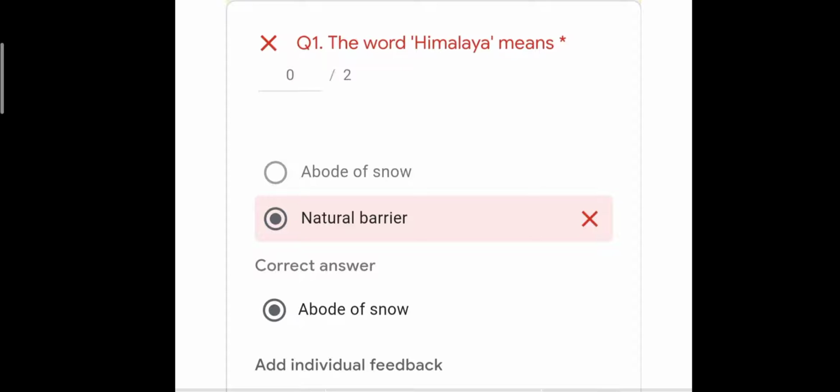And natural barrier is wrong because, children, Himalayas protect us from attack by our neighboring countries. So it acts as a natural barrier. The term Himalaya doesn't mean natural barrier. It acts as a natural barrier or a protective shield. So the term Himalaya means abode of snow. That is the right answer.